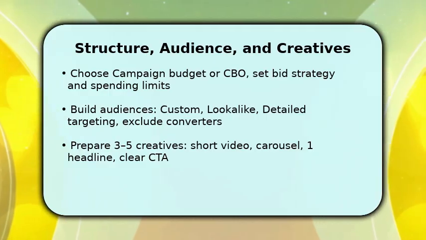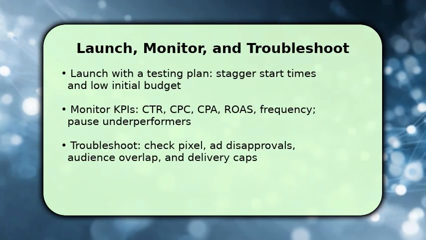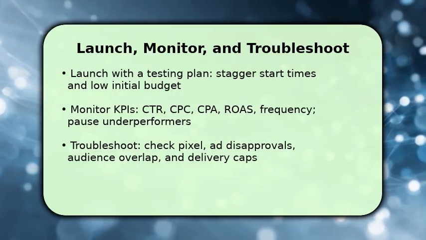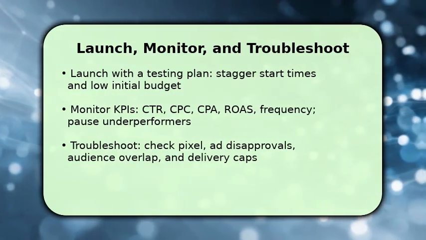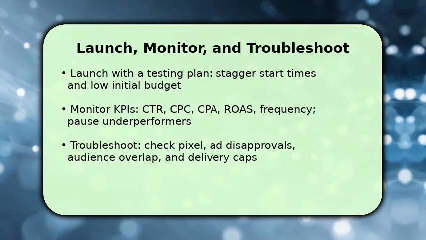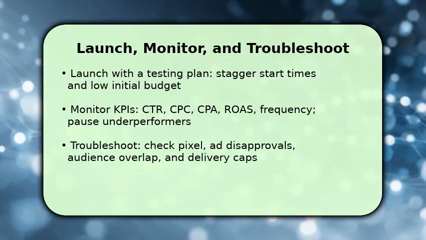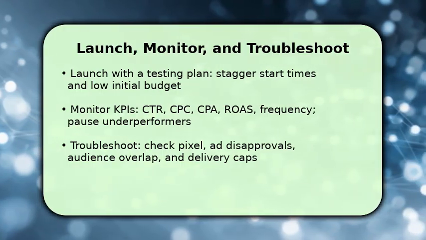Now launch with a testing plan. Start low, stagger ad set start times, and let each variant run at least 3-7 days to gather data. Monitor CTR, CPC, CPA, ROAS, and frequency. Make sure budget shifts follow statistically significant trends rather than day-to-day noise.